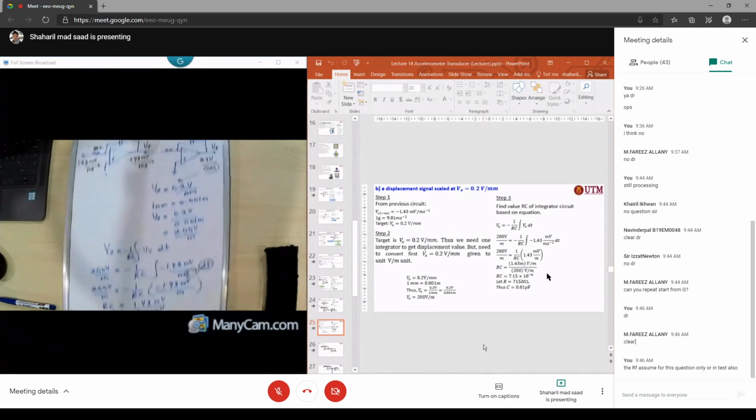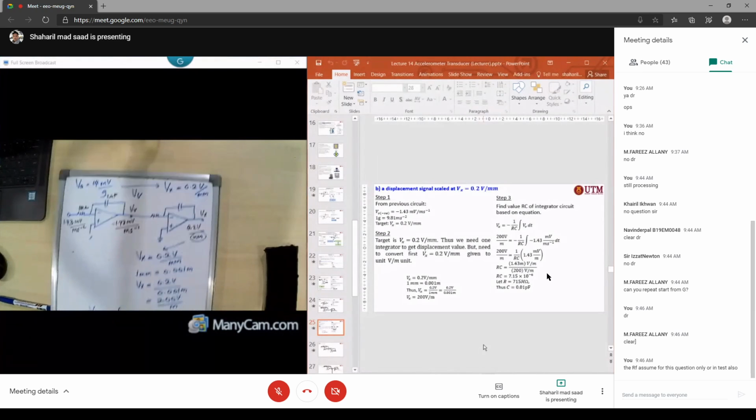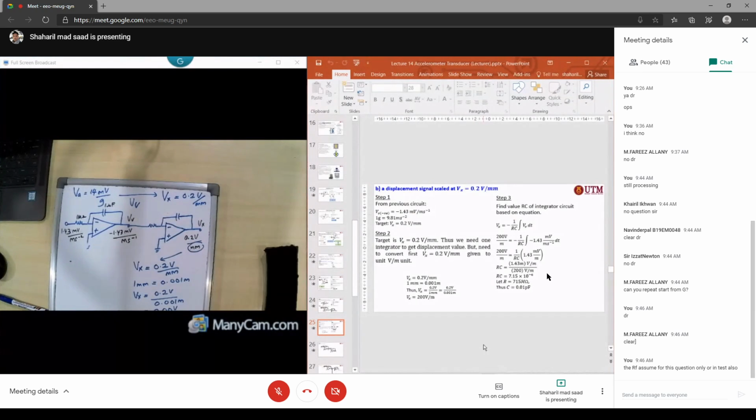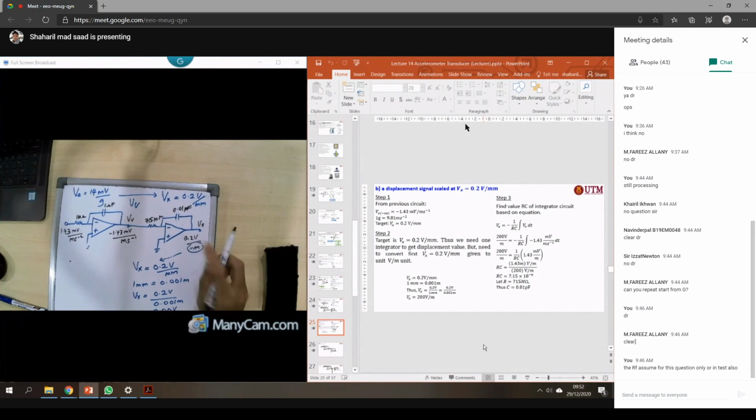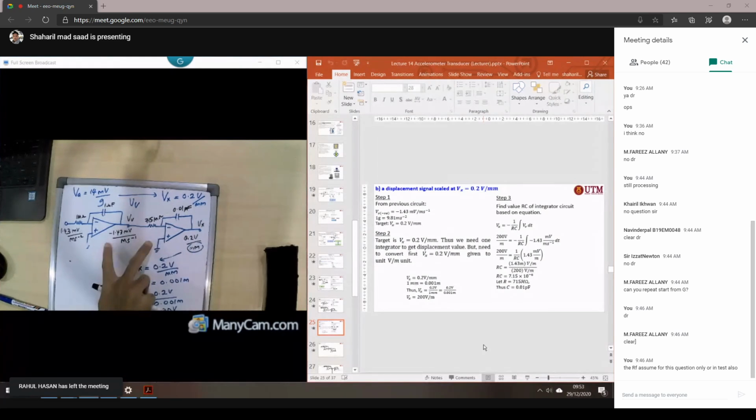Okay, now we already got these two values here. So our signal conditioning here is: C value is 0.01 picofarad, and this value is 715 mega ohm. Okay, right. So when you choose these two values, you will get the output that you want, 0.2 volt per millimeter. Okay, this one. So that means in order to get the displacement, you need to have two integrators here.